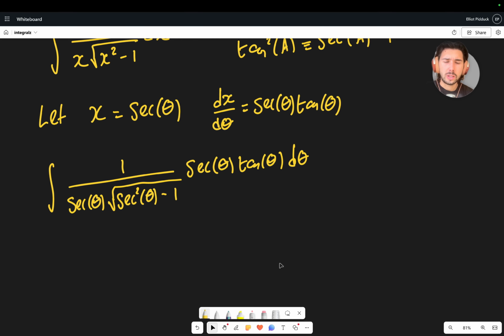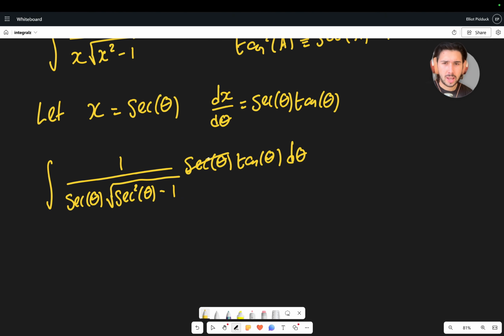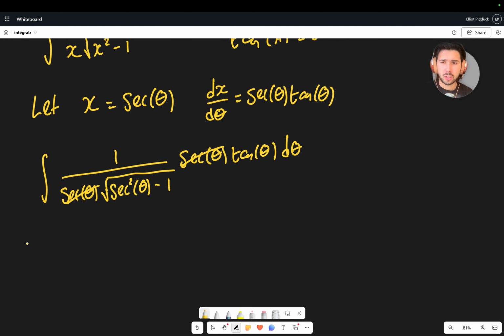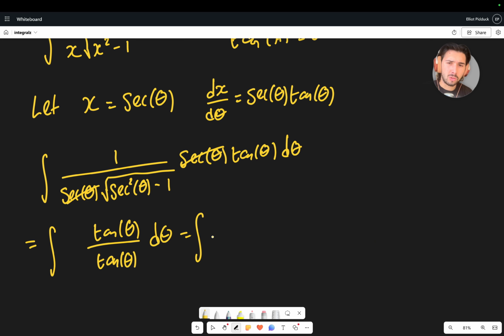And guys, this is the glorious part. Everything cancels out, right? So sec and sec, they cancel out. And as I said, guys, sec squared theta minus 1, just by using that identity, that is tan squared theta. And we're doing the square root of it. So what we really have is the integral of tan theta, because this is the tan theta that's here, divided by another tan theta. And of course, that's just the number 1. So what we end up with is just the integral of the number 1 with respect to theta, which of course is just theta plus c.